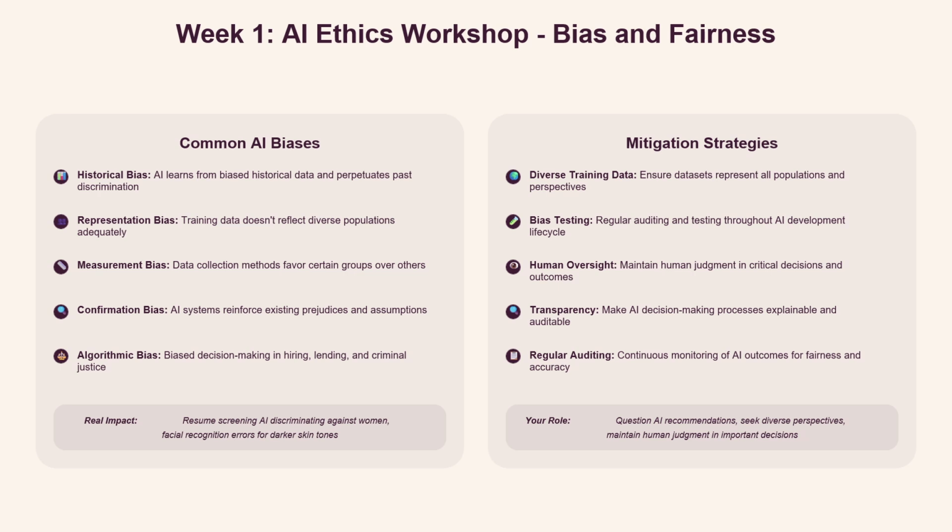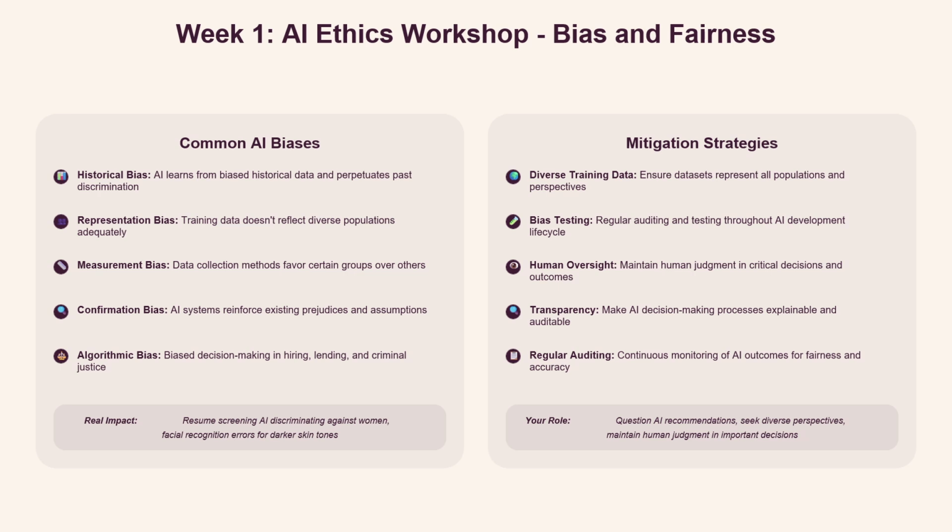Bias and fairness is one of the most critical topics in our AI training program, also called ethics and fairness. This isn't just about compliance or checking boxes. This is about building AI systems and practices that serve humanity equitably and responsibly. The decisions we make about AI ethics today will shape the future of work, society, and human dignity.